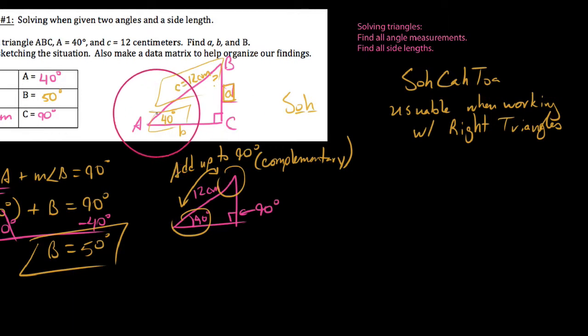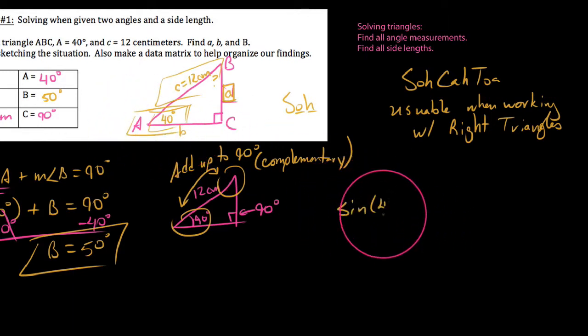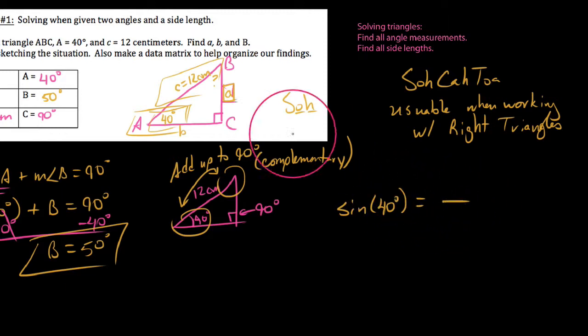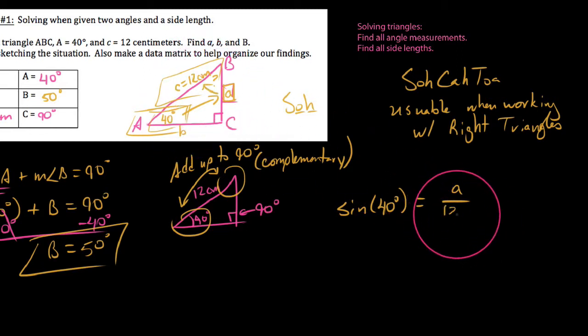So what this allows us to do is take this angle here that we know and rewrite this as the sine of 40 degrees is equal to opposite over hypotenuse, and you'll notice that our opposite side here has a length of A and that our hypotenuse has a length of 12 centimeters. Okay, so now the question becomes, well, what is A?